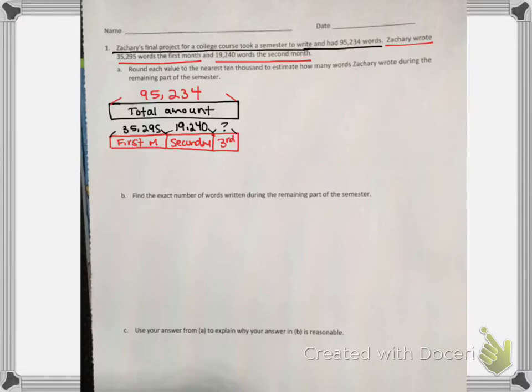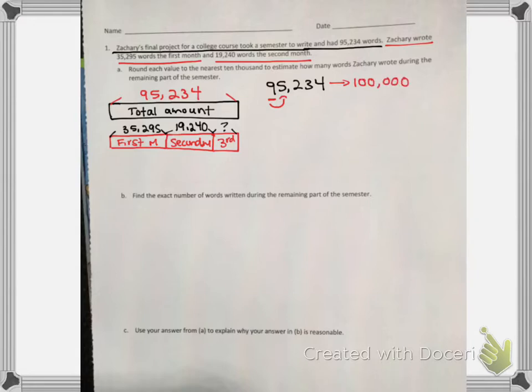But first, we need to round. So let's round our total first. So here is my 10,000s. I'm looking at this 5. Is that our midpoint? That definitely is our midpoint. So what's after 90,000 is 100,000. So that is our total.